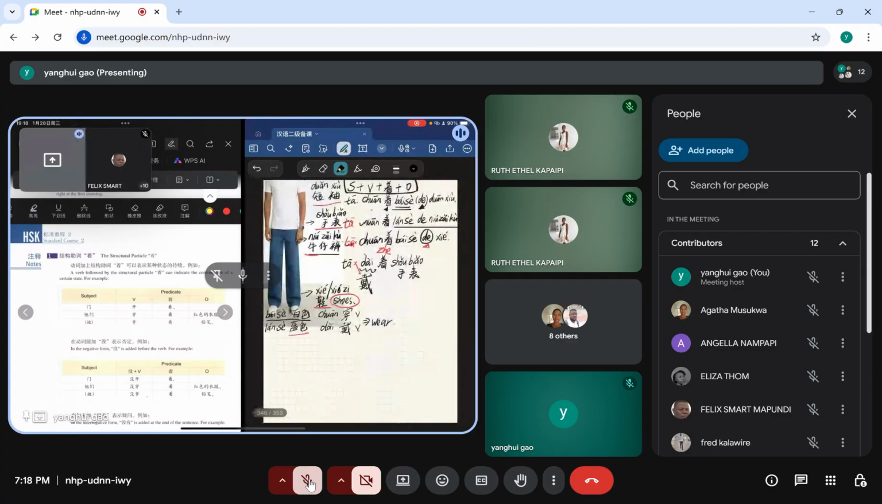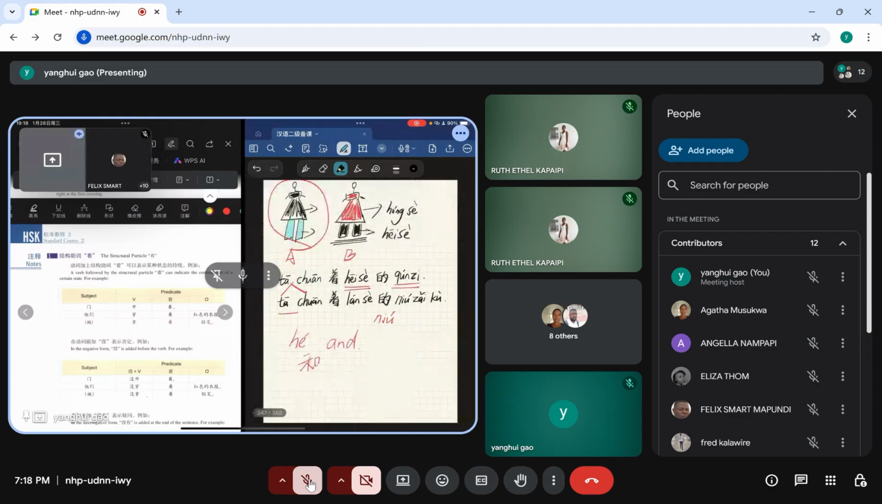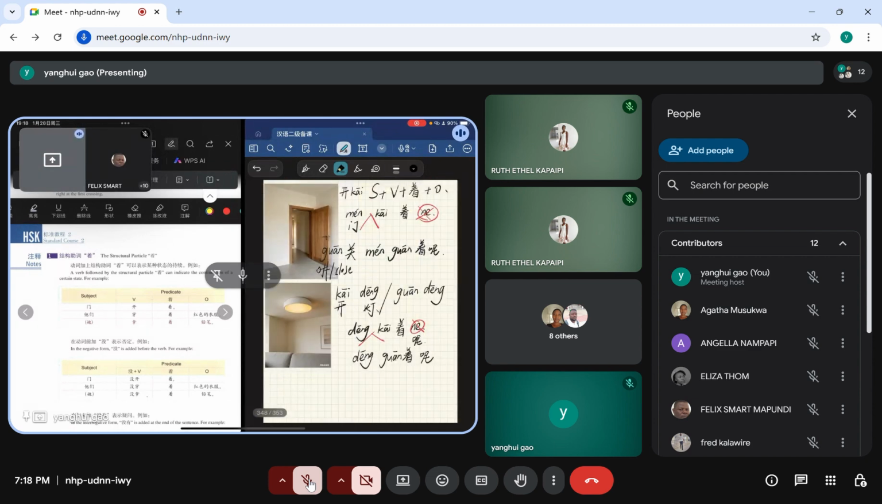Okay, and then there is another common type of continuous state. Look at this door, and its state is open. We also can use this form, the subject and the verb with 着, and the object. So here we can say 门开着呢, to describe the door is open. The door is open. 门开着呢.